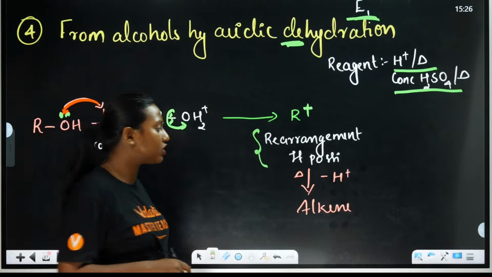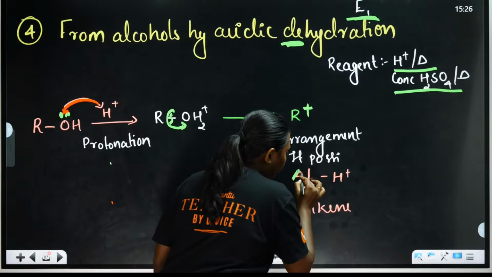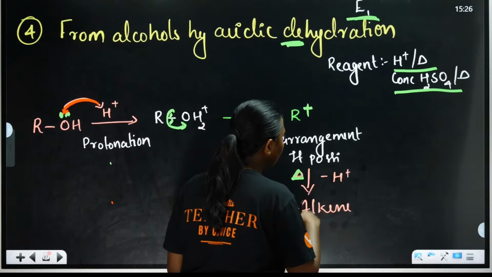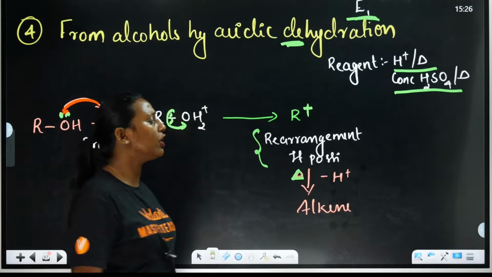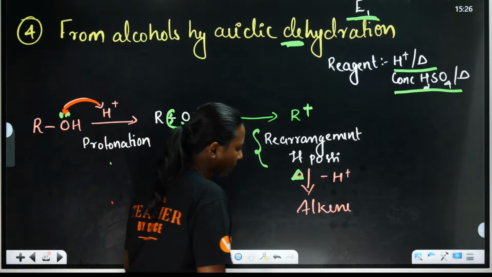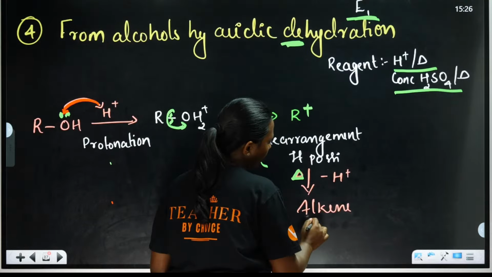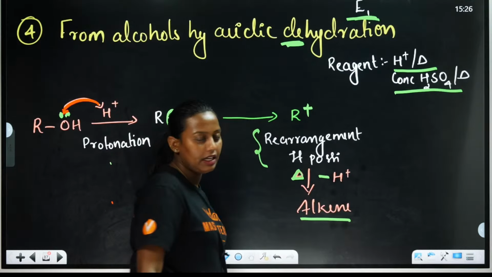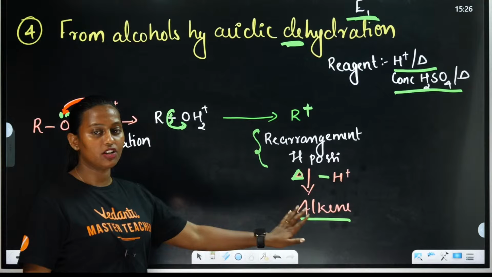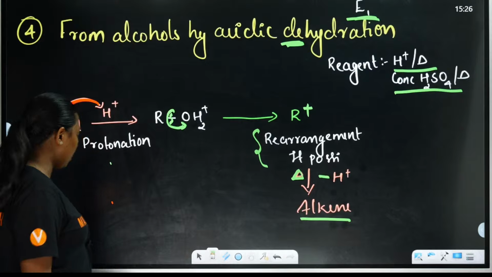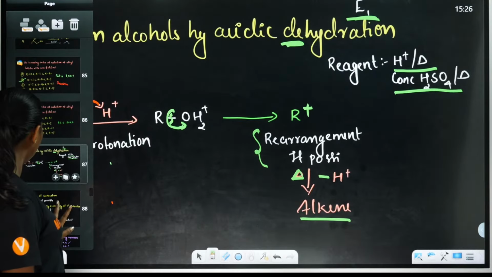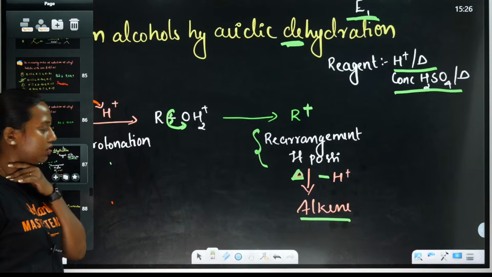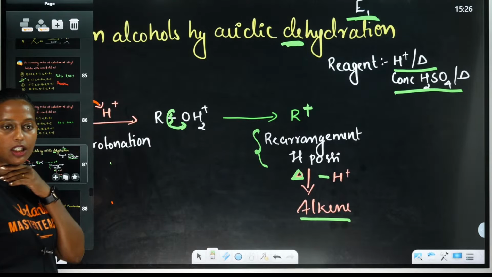Then what is the next step? It will happen in presence of heat. The next step is removal of hydrogen, and it will form alkene. Clear? If it is clear, then we can do a question. Clear, Ada?